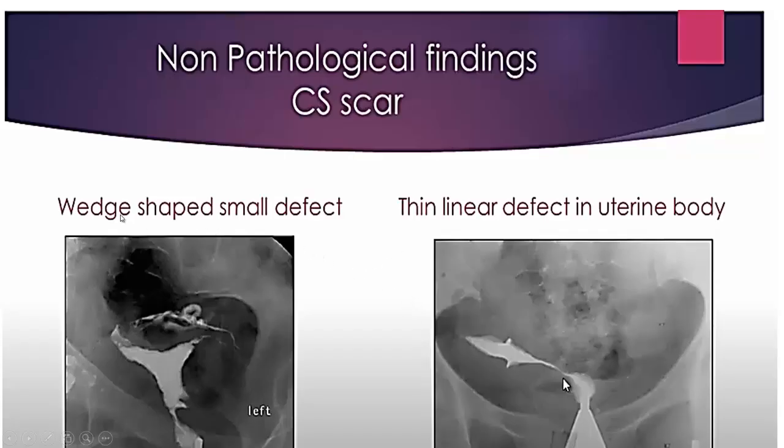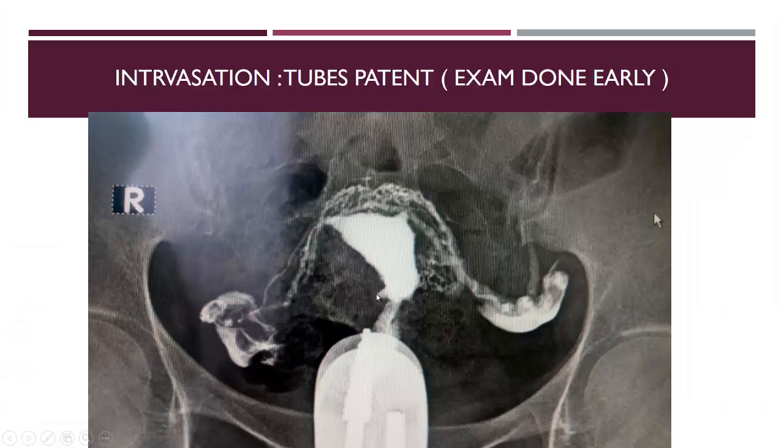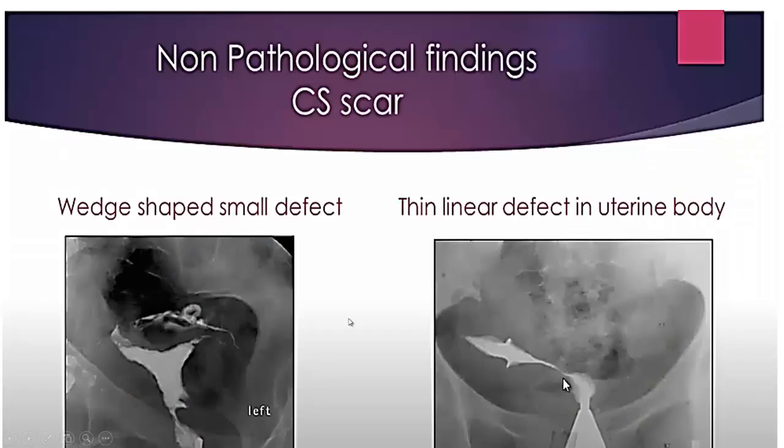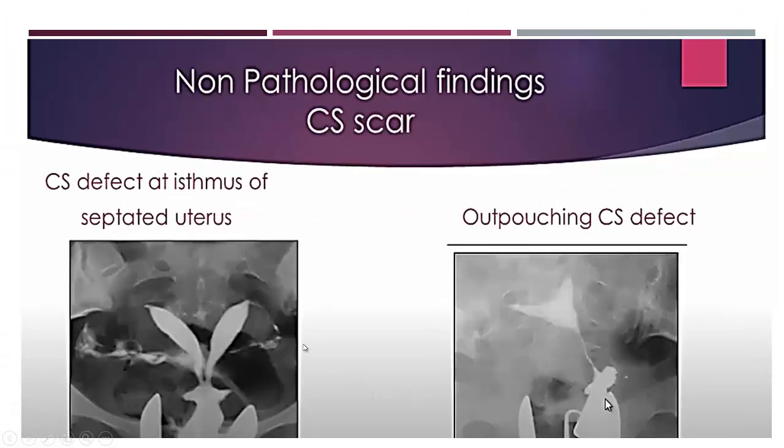Non-pathological findings in the cesarean scar. The most common appearance that we see in the last slide is a wedge-shaped scar. Here, a wedge-shaped small defect that we see on ultrasound. We say cesarean scar niche, a linear thin defect in the uterine body. Sometimes we can see a cesarean scar defect at the isthmus of a septated uterus. This is a septated uterus, and here there is a cesarean scar defect.